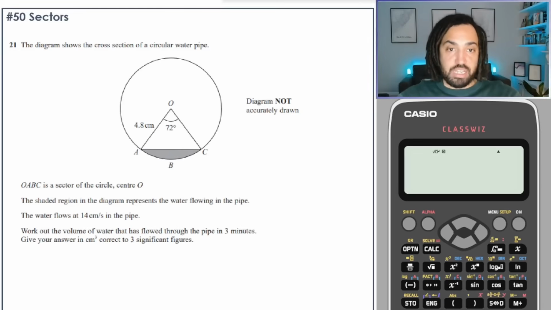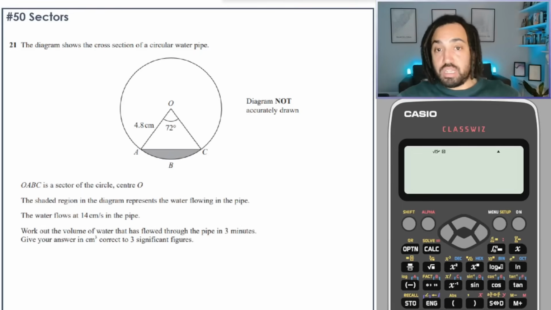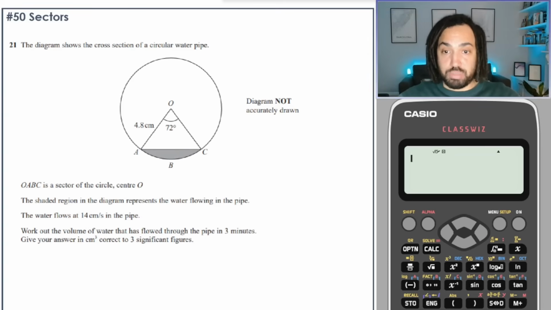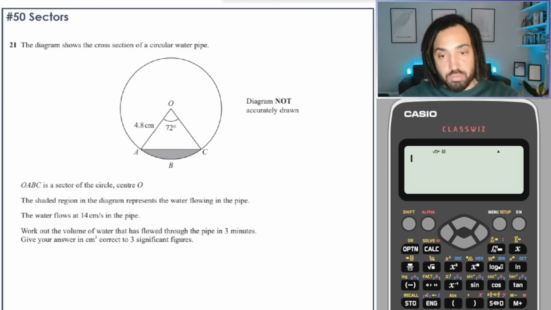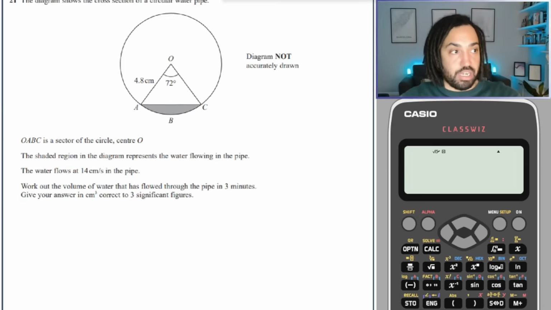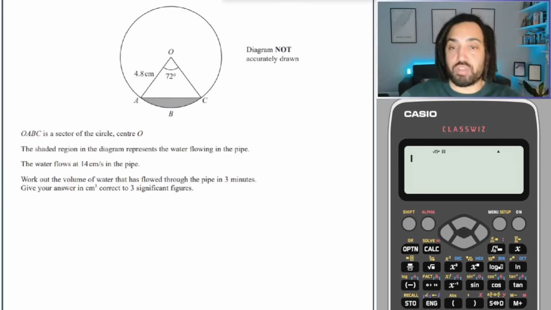Okay, question 50, and the diagram shows the cross-section of a circular water pipe. Okay, great. We've got a shaded region in the diagram that represents the water flowing in the pipe. The water flows at 14 centimeters per second in the pipe. Work out the volume of water that has flowed through the pipe in 3 minutes. Wow, okay. Well, what we need to work out is that shaded area. That's what we need to do first. So how are we going to do that?